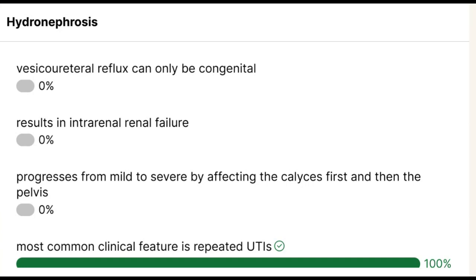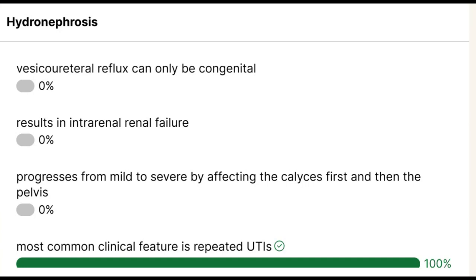So for the second option, results in intrarenal renal failure. That is not true. It's postrenal because it has to do with the outflow tracts of urine. Then, progresses from mild to severe by affecting the calyces first and then the pelvis. That is not true because the direction of affection is basically the backward flow of urine. So it's going to be from the renal pelvis and then to the calyces and then the renal papilla, and then it will press onto the cortex to cause cortical thinning.